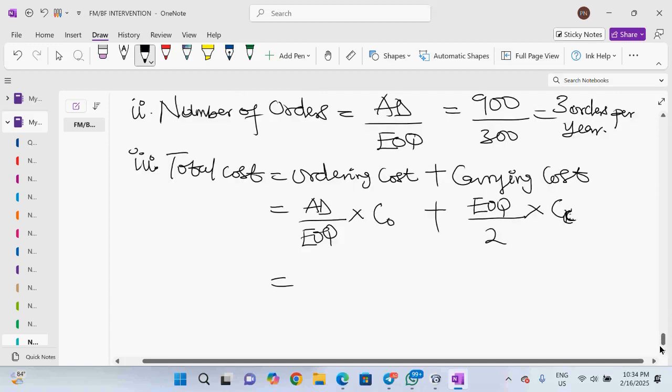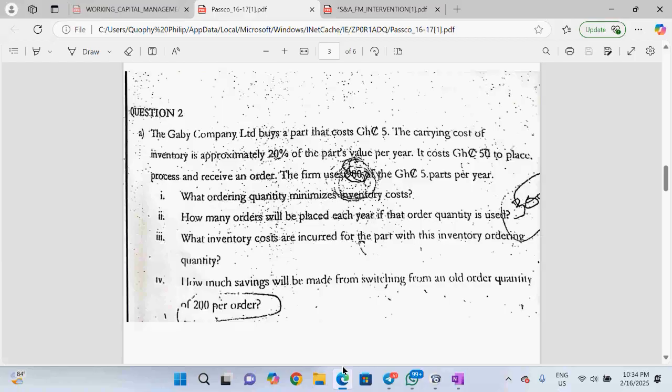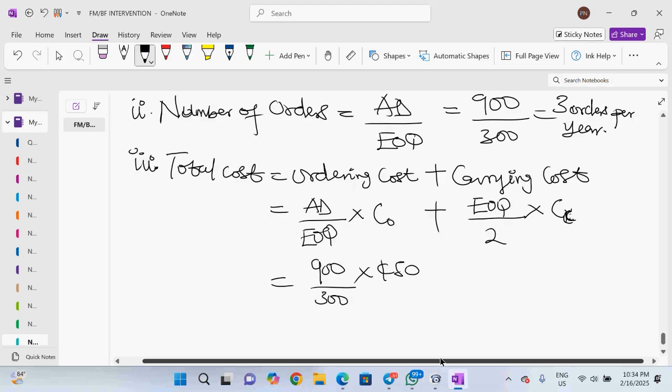Alright, so what is the annual demand? 900 divided by 300 times 900. Ordering cost per unit is how much? That is something like 50. Yeah, ordering cost is 50, right? Then plus EOQ 300 divided by 2 and carrying cost of 1.